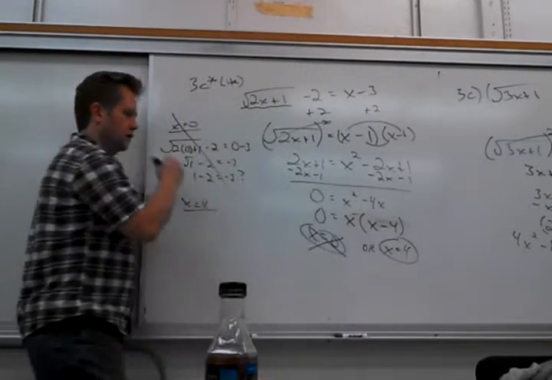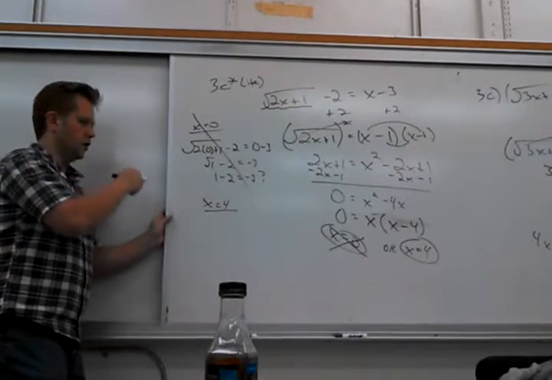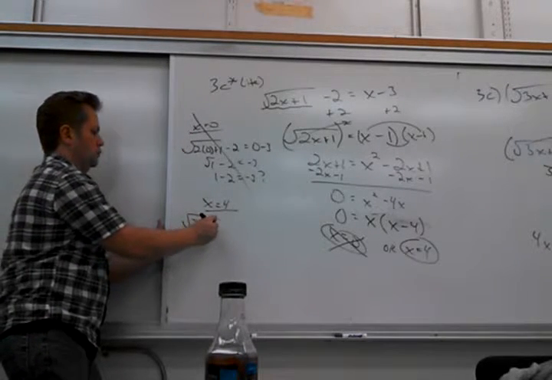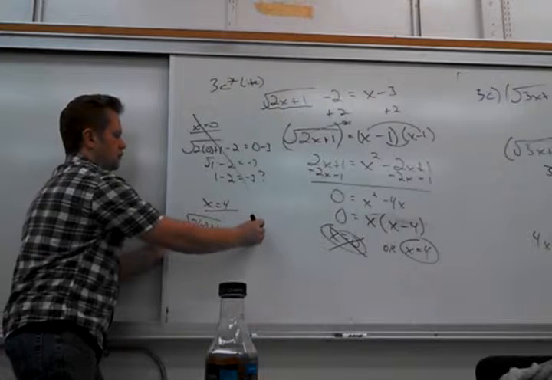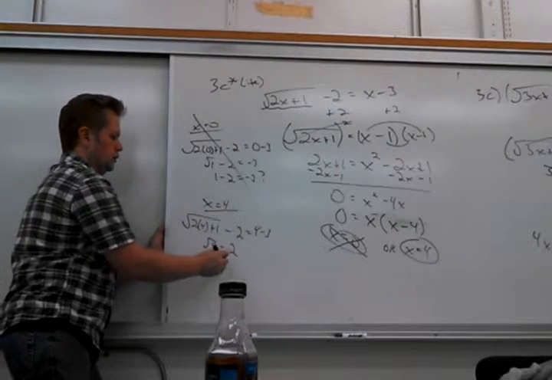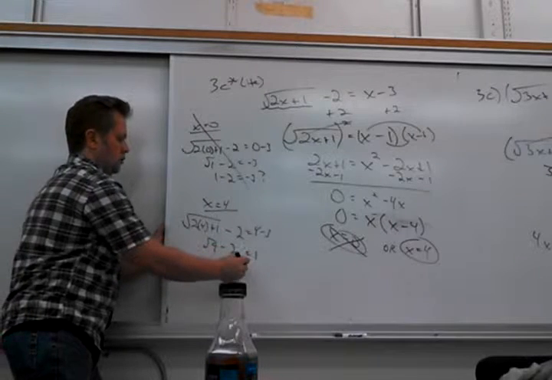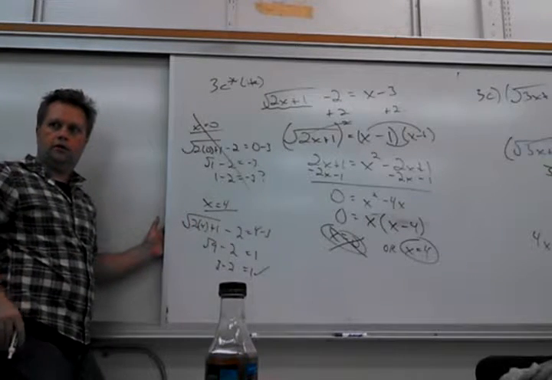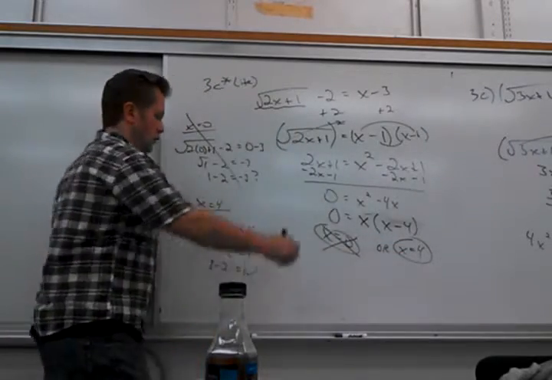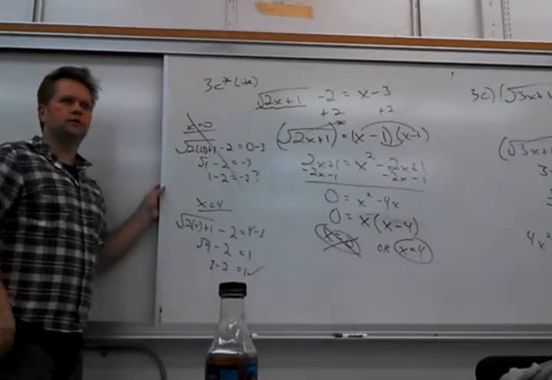Oh, gotcha. Alright, so now if I check 4, square root of twice 4 plus 1 minus 2 is 4 minus 3. Square root of 9 is 3, minus 2 is 1. Check. Okay, so then it is 4. So make it very clear. Cross that out.